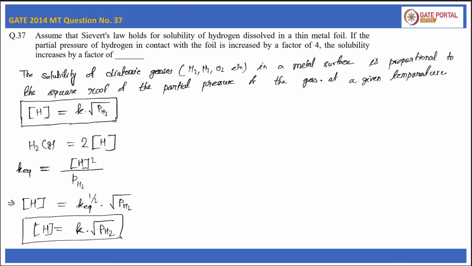Now it is mentioned that if the partial pressure of the hydrogen in contact with the foil is increased by a factor of 4, the solubility increases by a factor of. As we have already seen, the concentration of dissolved hydrogen is proportional to the square root of the partial pressure of the hydrogen. So if the partial pressure is increased by a factor of 4, the concentration of the dissolved hydrogen will increase by a factor of 2.